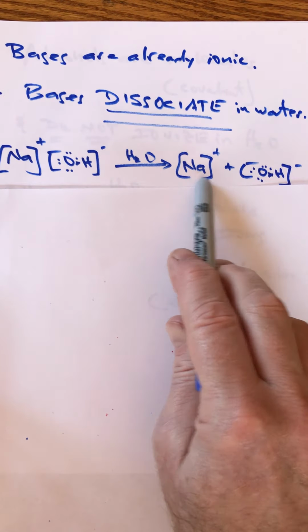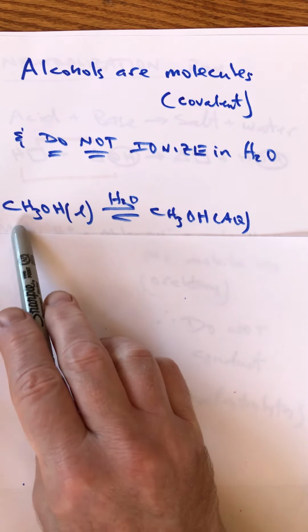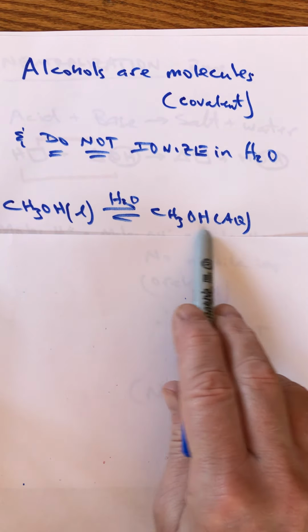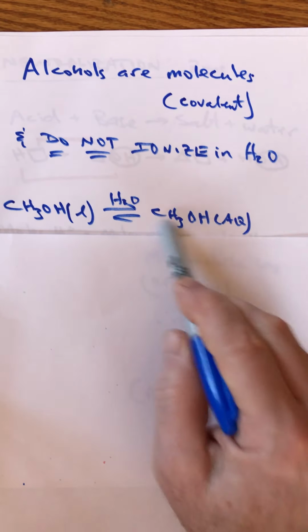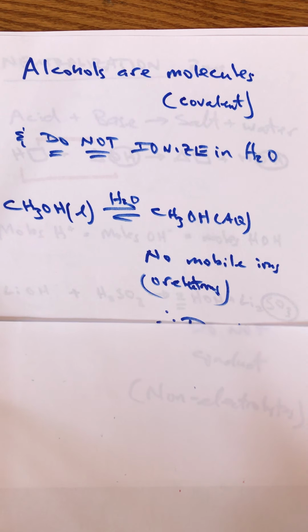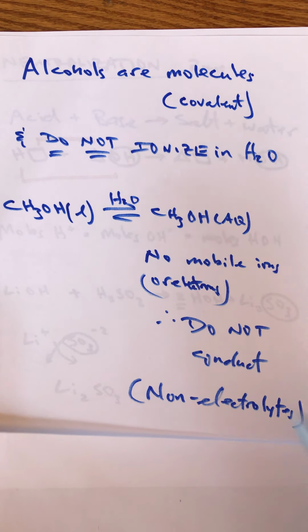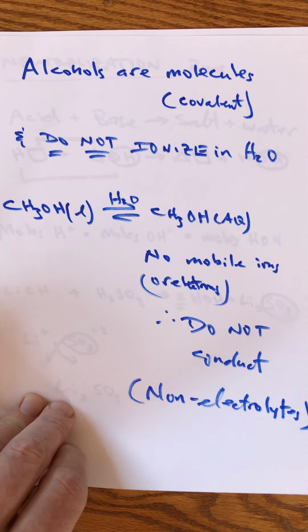Alcohols are molecules, they are entirely covalent, they do not ionize in water. So if I take something like methanol, liquid, put it into water, I get methanol aqueous. It stays intact, none of the bonds are broken. There are no mobile ions, there are no mobile electrons, they are non-electrolytes, they are non-conductors. No mobile ions or electrons. They do not conduct electricity, non-electrolytes.